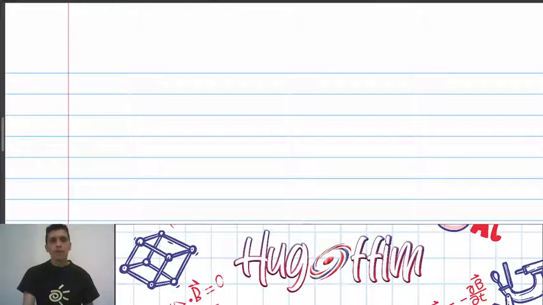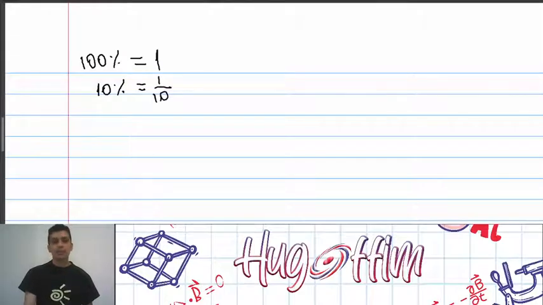So we're going to see something very quick to remember: 100% is the same as multiplying by 1, 10% is the same as 1 over 10, divided by 10, 1% is the same as divided by 100, and 0.1% is the same as divided by 1000.